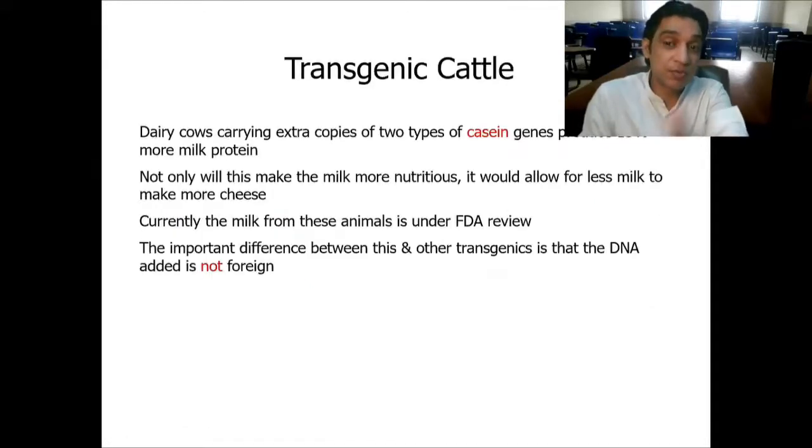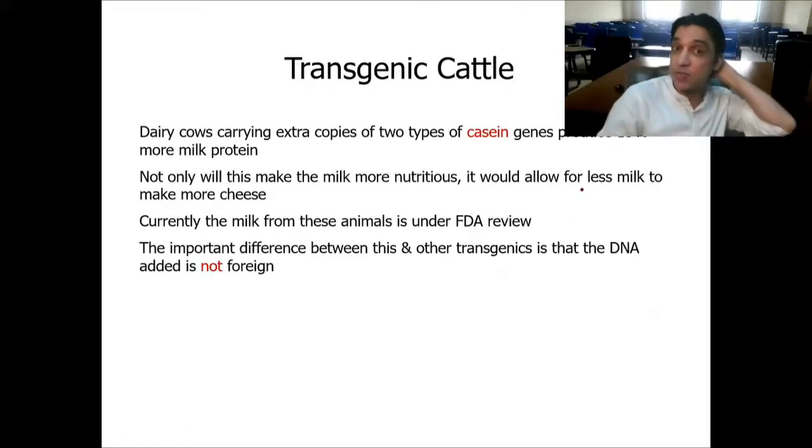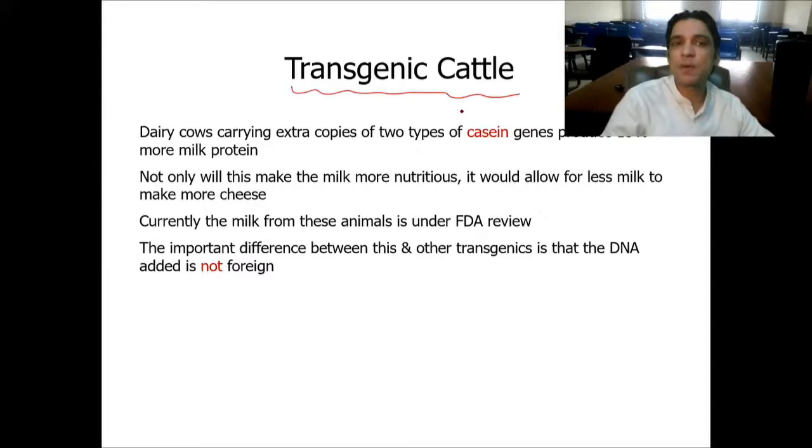So let's start with some examples of transgenes. Many cattle have been created in this way. There are transgenic cattle out there, especially dairy cows.